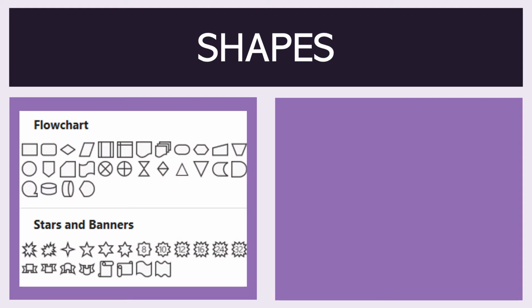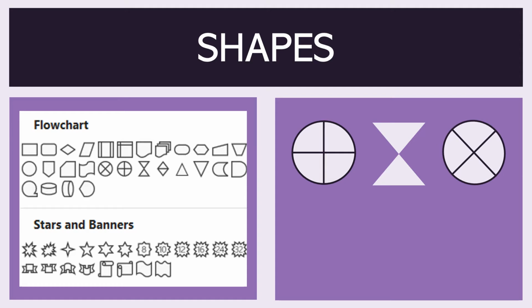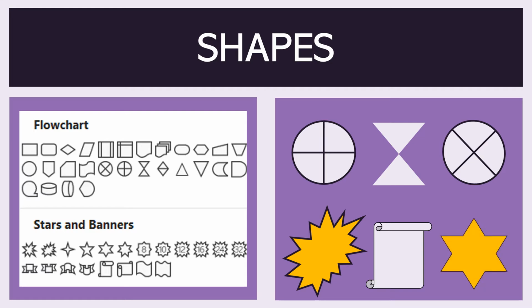As you scroll down, you'll find that they have a flowchart option as well as a stars and banner option. In the flowchart, you see they have things like the hourglass, a circle with a cross through it, a circle with an X through it. I don't know how creative these people are being with some of the shapes, but that's beside the point. Under the stars and banners, they have these explosions, they have scrolls, they have different pointed stars. Here we have the 6-point Star of David, but you can have 8 points, 10 points, 12 points, however many points you want. I usually use these for emphatic notes that I add at the end of a slide.